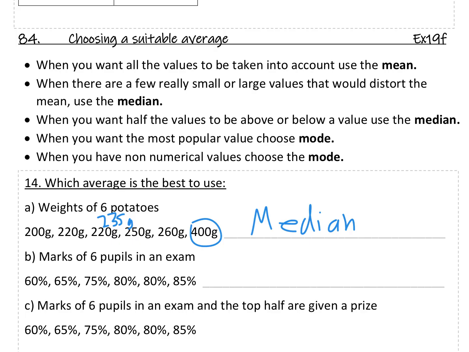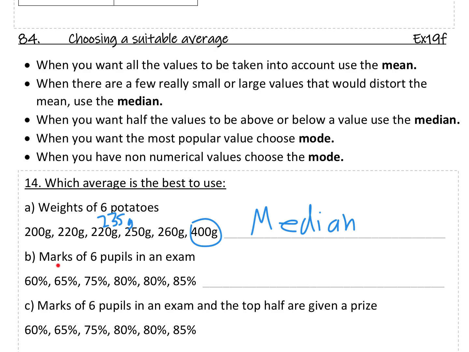I'll just do that for the sake of this question. So if we have... you need to have a drum roll, you get 258, okay? And 4 out of the 6 are lighter than 258. So it doesn't strike me to be a very good average. So I would use 235, use the median.